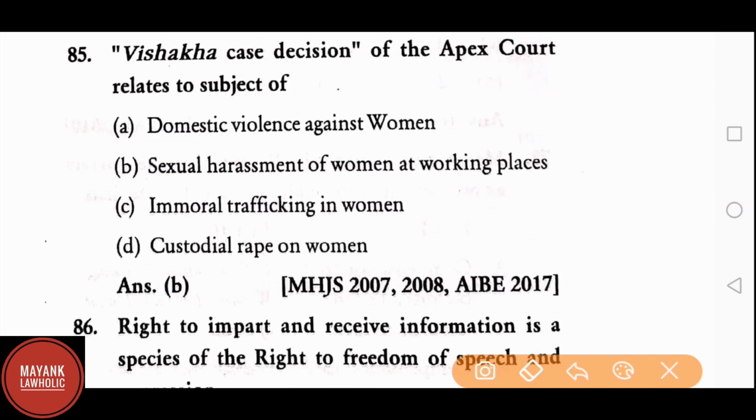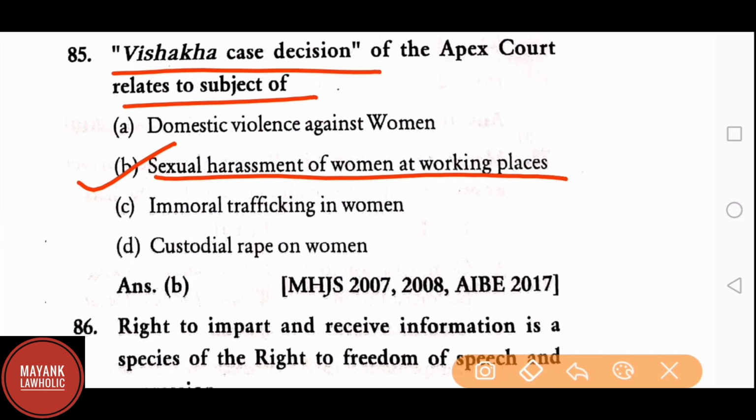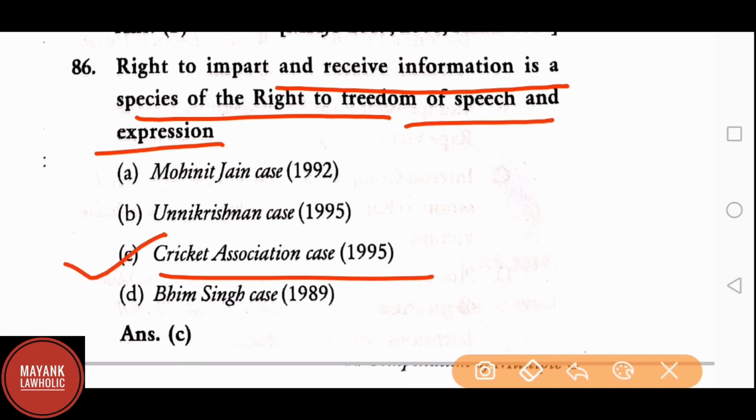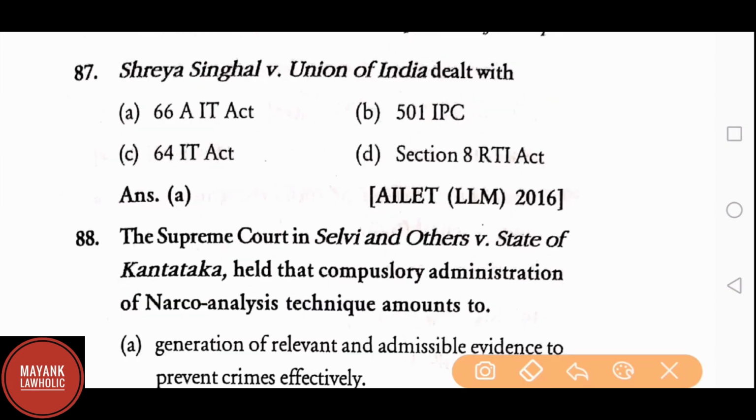Question number 85. Vishaka case decision of the Apex Court relates to the subject of sexual harassment of women at workplace. Right to impart and receive information is a species of the right to freedom of speech and expression. This was held in Cricket Association case 1995. Shreya Singhal versus Union of India deals with section 66A of IT Act.